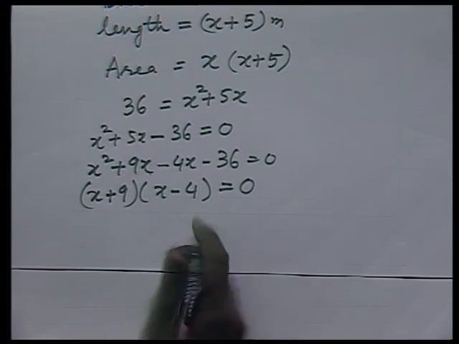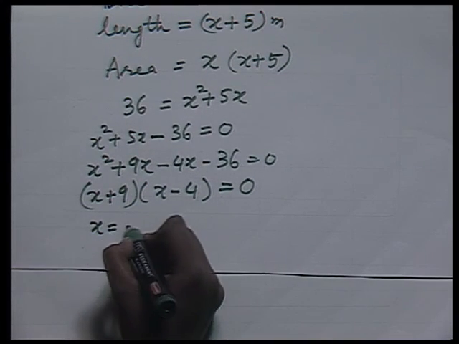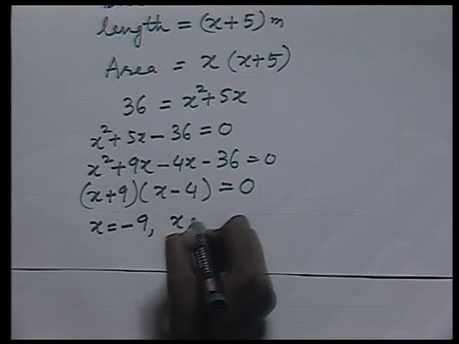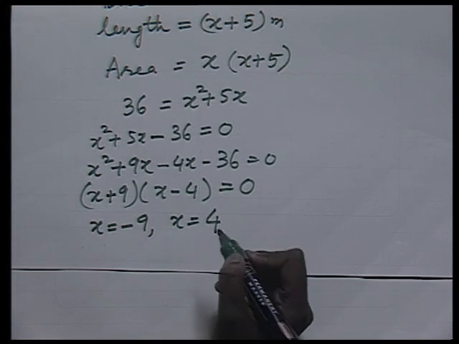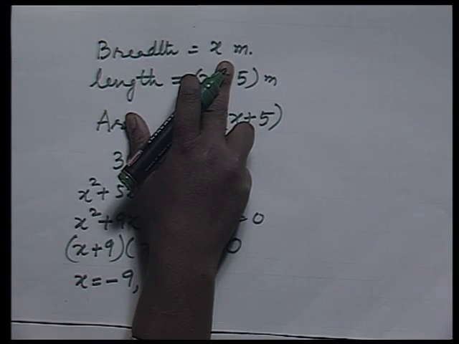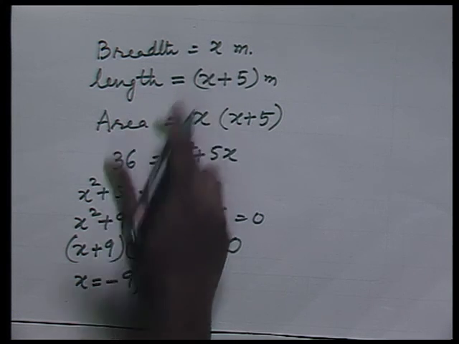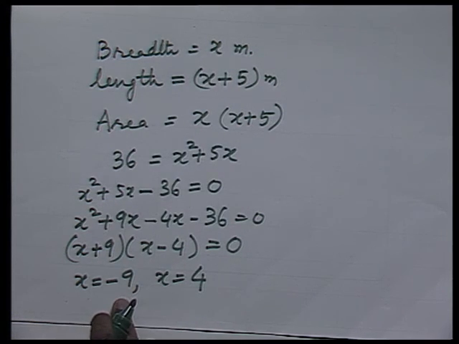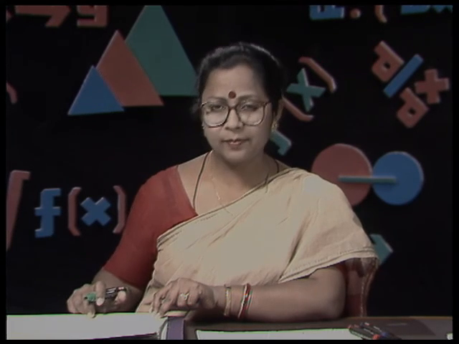So that we get x is equal to minus 9 and x is equal to 4. But x being the breadth of the rectangle, it cannot be negative. So, we rule out this possibility, that is x is equal to minus 9, and hence we are left with the solution that x is equal to 4, that is the breadth of the rectangle is equal to 4 meters.